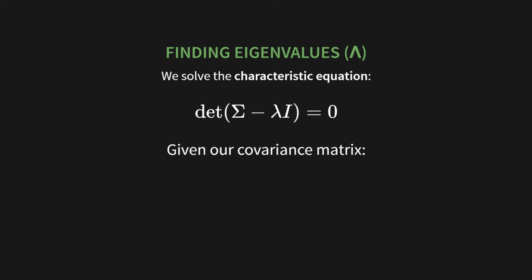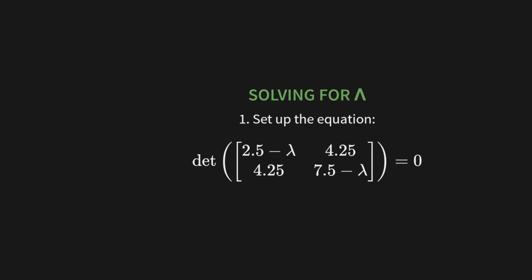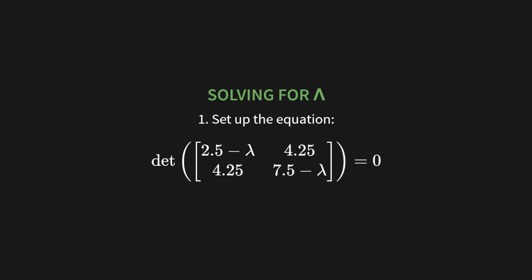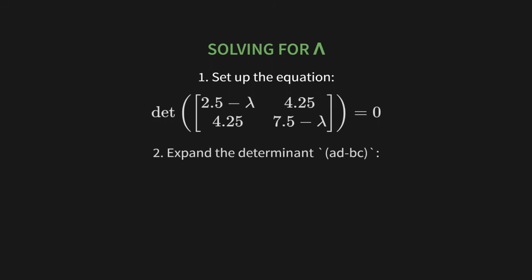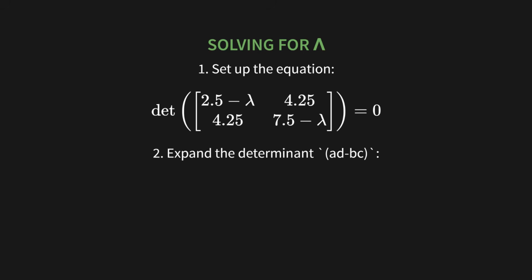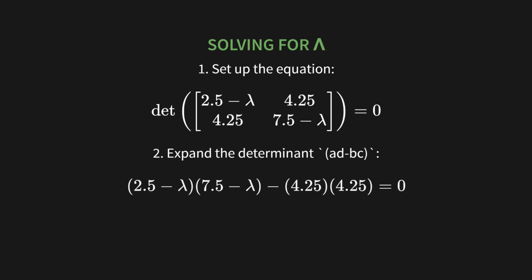Given our covariance matrix, let's solve for lambda. First, we set up the equation. We just subtract lambda from the diagonal of our matrix. So we have the determinant of the matrix 2.5 minus lambda, 4.25, 4.25, and 7.5 minus lambda equals 0. Next, we expand the determinant. For a 2 by 2 matrix, that's just AD minus BC. This gives us 2.5 minus lambda times 7.5 minus lambda minus 4.25 squared equals 0.